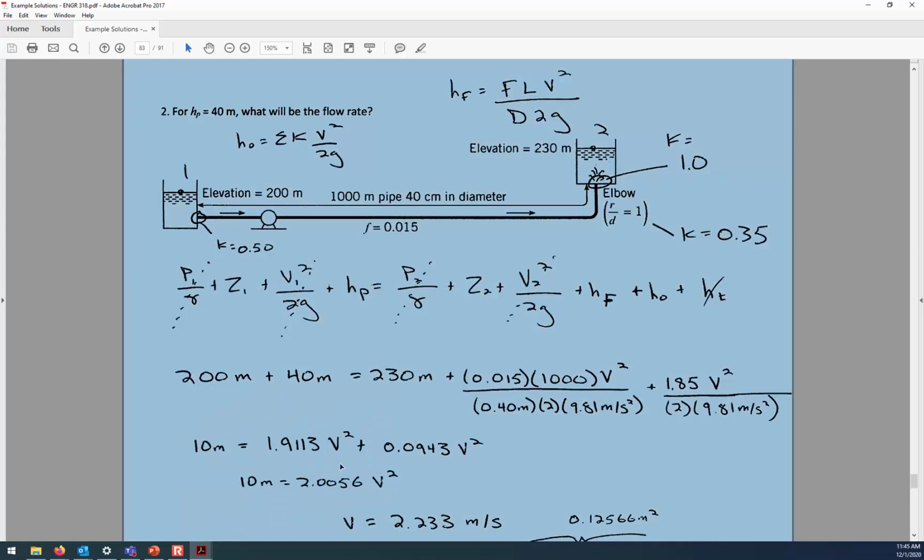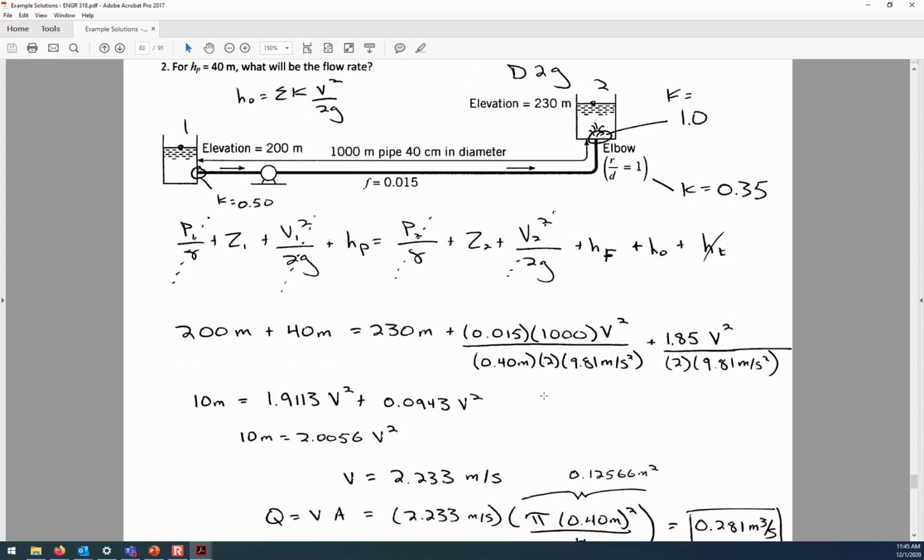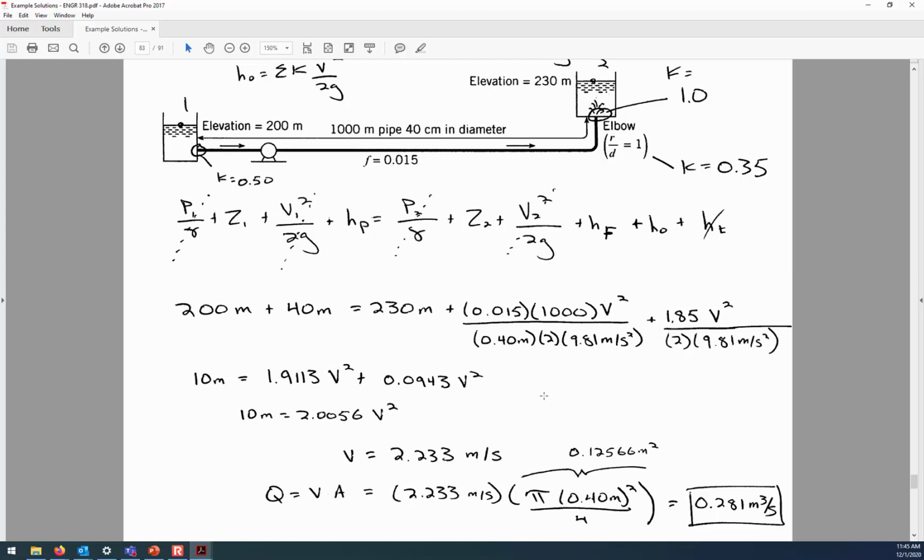So you can see what I've done is solved for the V, and that means the velocity through the pipe, and it's 2.23 meters per second. Then if you multiply that by the cross-sectional area of the pipe, that's where we get the flow rate of 0.281 cubic meters per second.